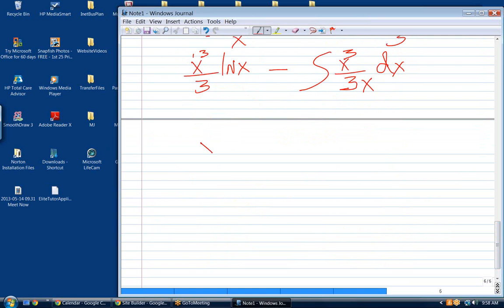So our final answer is, what's the integral of this? Okay, first of all, let's cancel this x with that exponent. So now it's x squared over 3. Integrating gives x cubed over 9. Yeah, x cubed over 9.